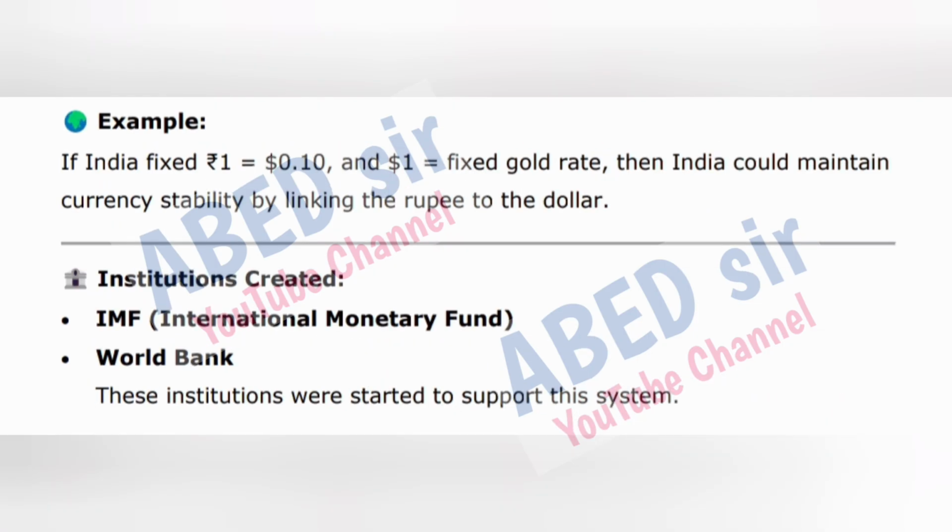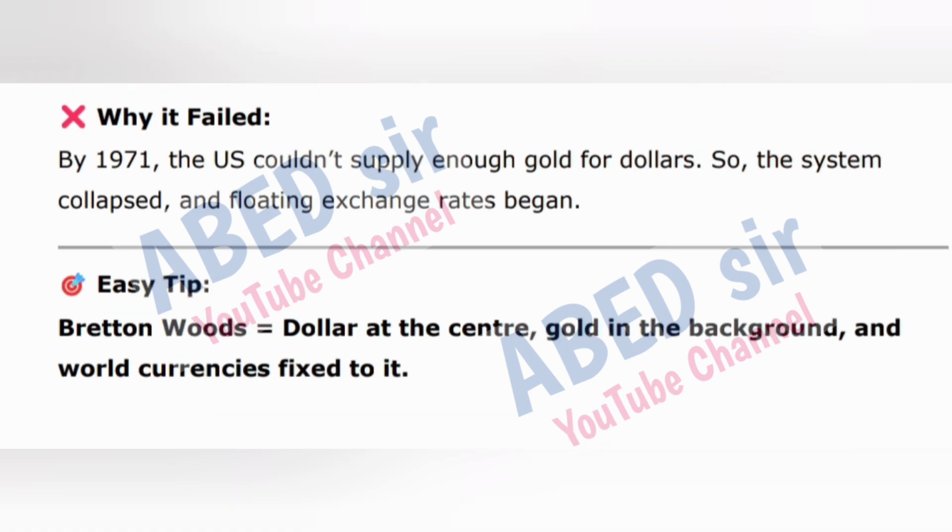Example: if India fixed 1 rupee is equal to 10 cents and $1 is equal to fixed gold rate, then India could maintain currency stability by linking the rupee to the dollar. Institutions created: IMF, International Monetary Fund, World Bank. These institutions were started to support this system. Why it failed? By 1971, the US couldn't supply enough gold for dollars. So, the system collapsed and floating exchange rates began.